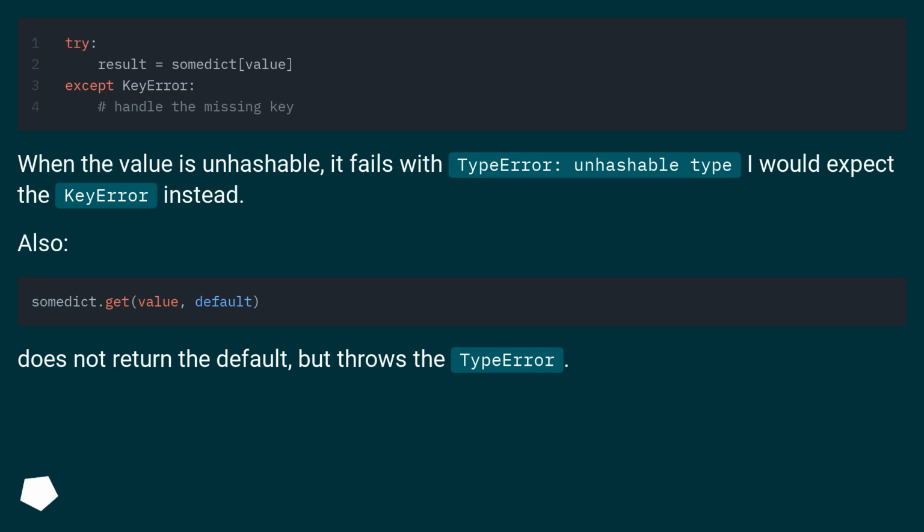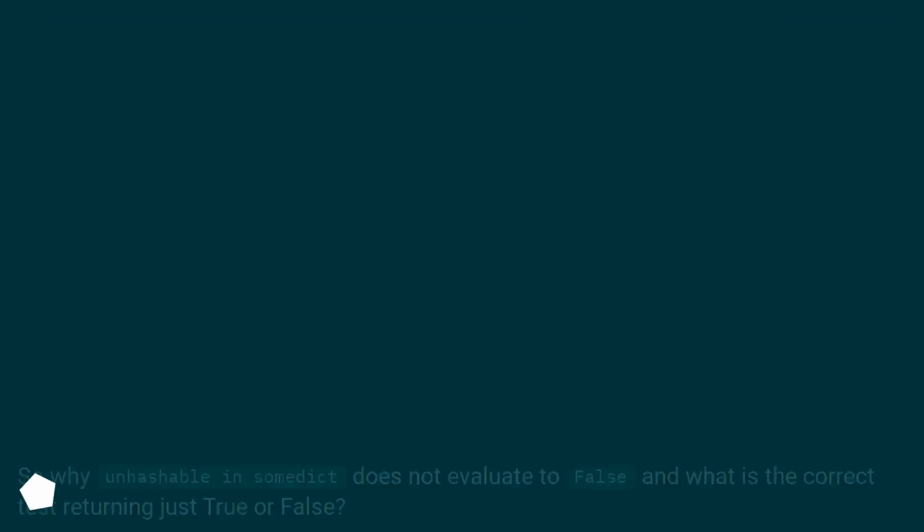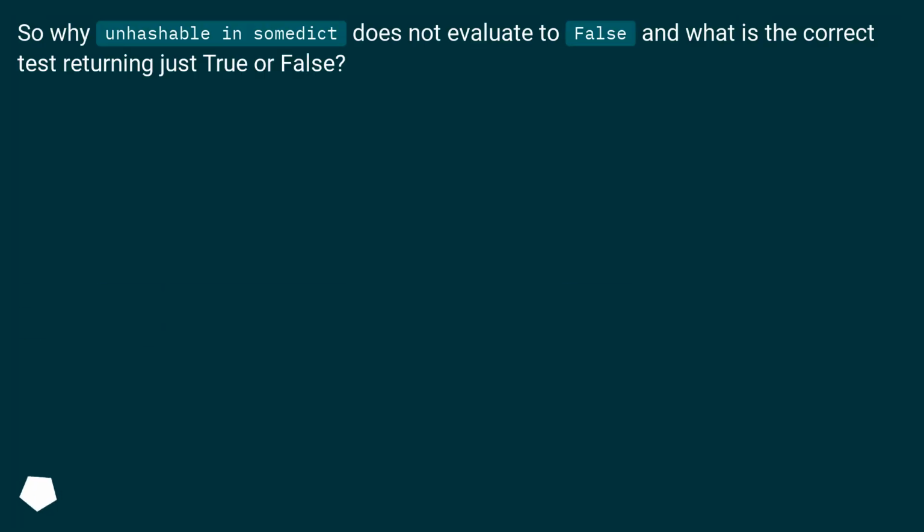When the value is unhashable, it fails with TypeError: unhashable type. I would expect the KeyError instead. Also, get does not return the default, but throws the TypeError. So why unhashable in SOMEDICT does not evaluate to False, and what is the correct test returning just True or False?